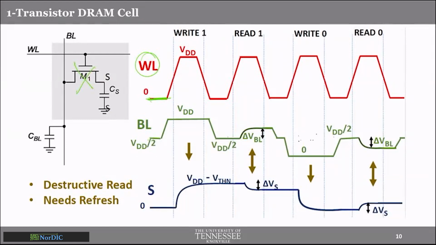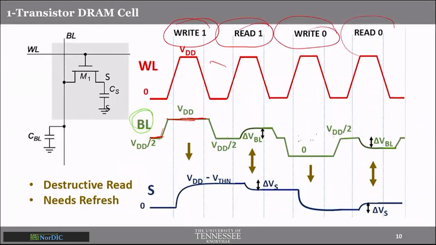By the way, the bit line is also 0, say, but let's consider when the word line is on, say VDD. Before the word line is activated, we make sure the bit line is ready for action. Initially the bit line was VDD over 2. Now we have taken it to VDD, so we are trying to write into it. First we will write one, then we will read, then we will write something else, then we will read.